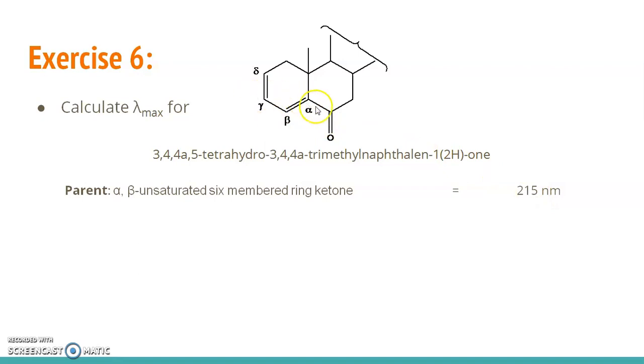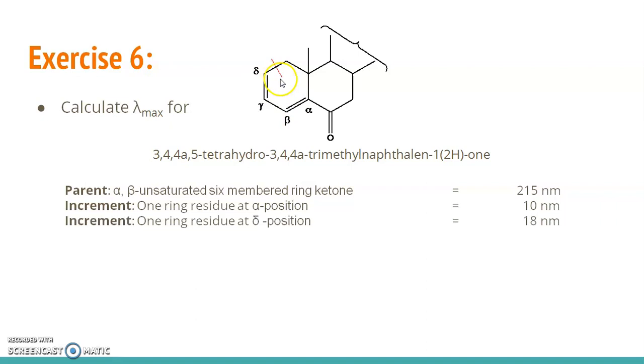The first increment is to look for any ring residues. At this alpha carbon, I can see one ring residue. I cannot take this as a ring residue because this particular single bond is attached to this carbonyl carbon. So I cannot take this as a ring residue, rather I will take this as a ring residue. One ring residue at alpha position is 10 nanometer, and look for any ring residues attached to these carbons involved in the double bond formation. There is one carbon where I can assign a ring residue at delta position, which is 18 nanometer.